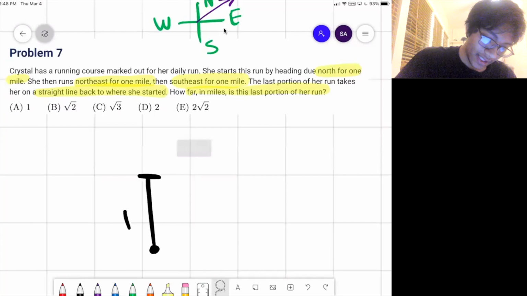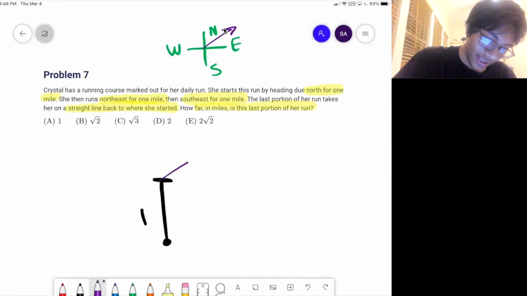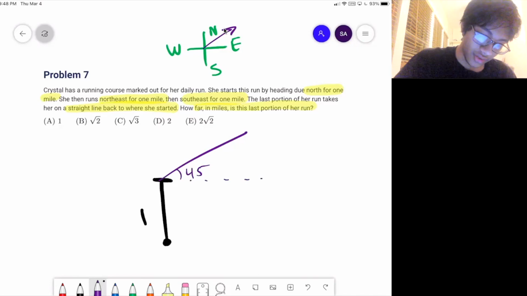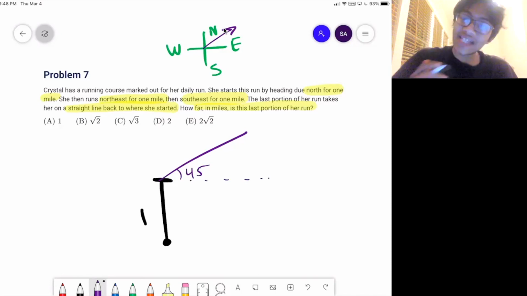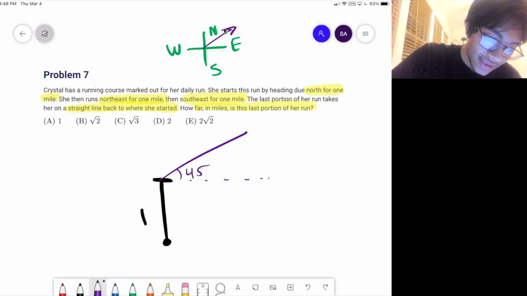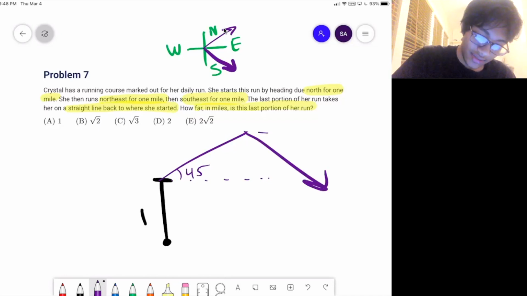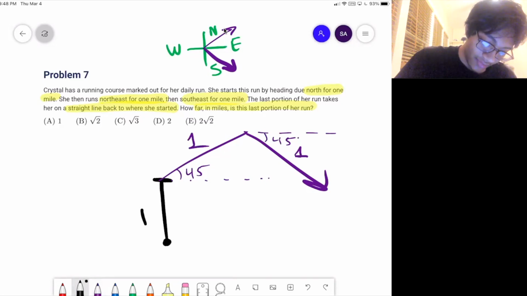So what's that going to look like? That's going to be something like this, at a 45-degree angle to my horizontal. And then she goes southeast for a mile. Southeast is this way. Again, this right here would be 45 degrees. So this is 1 and this is 1. I should make this an arrow actually. Okay, and then what happens?